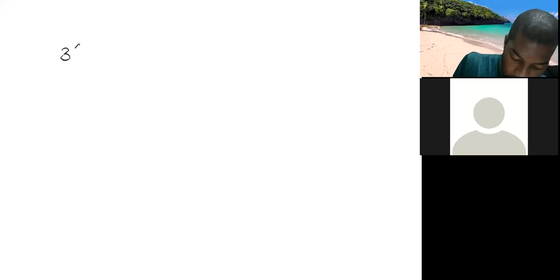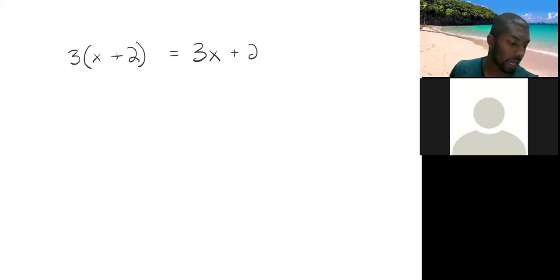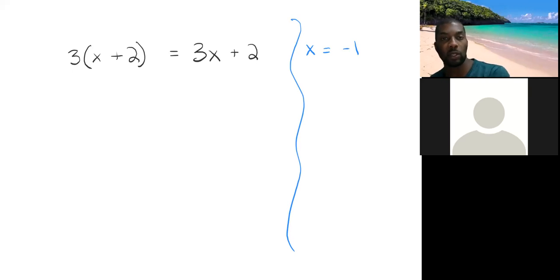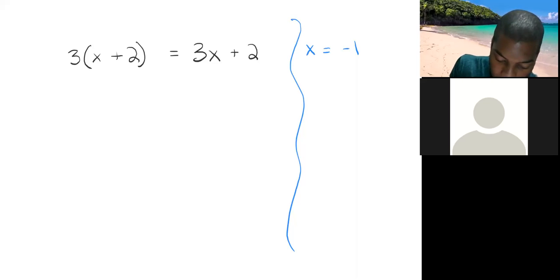All right, what about this one? If I told you 3 times x plus 2 is equal to 3x plus 2 when x is -1. Okay, so will 3 times x plus 2 be the same thing as 3x plus 2 when x is -1? Well, we don't even have to guess. All we have to do is substitute, right? So let's substitute all the x's for -1.